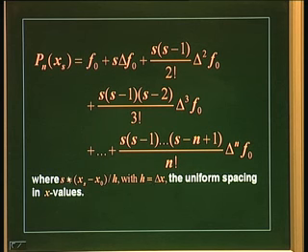So, the s written here is xs, the point at which we want to evaluate, minus x0, the first data point which we have tabulated, divided by h, where h is delta x. Okay, that is the distance between two tabulated values, and that is the same for all values.